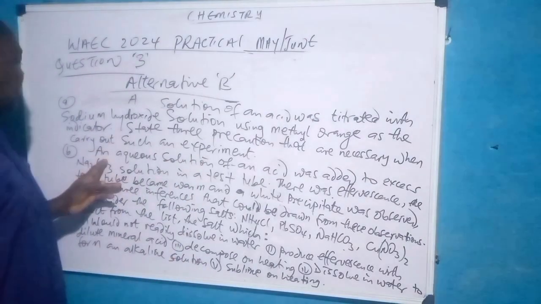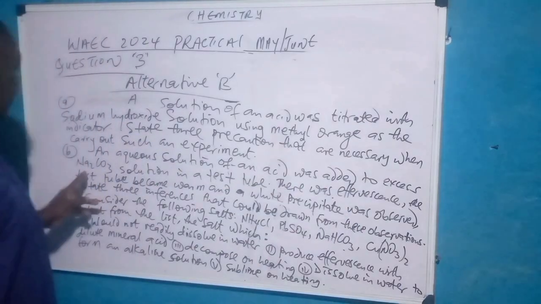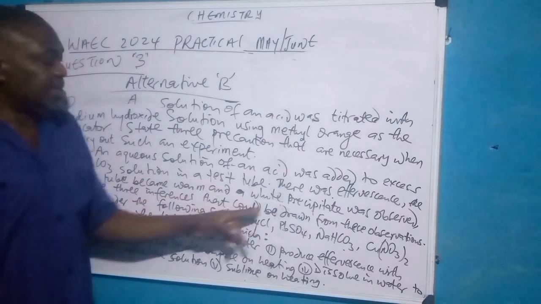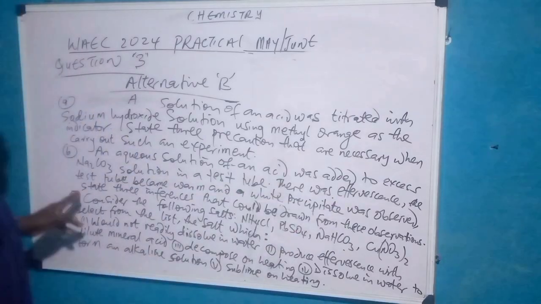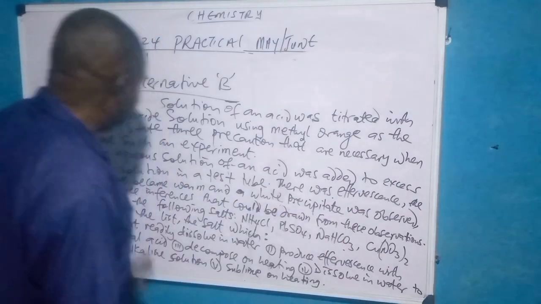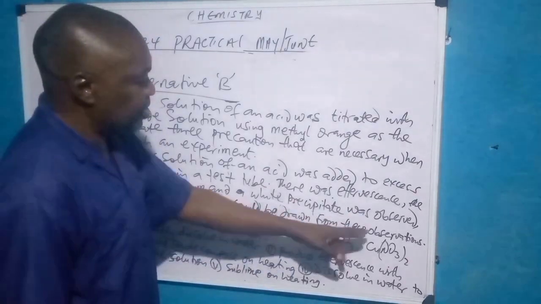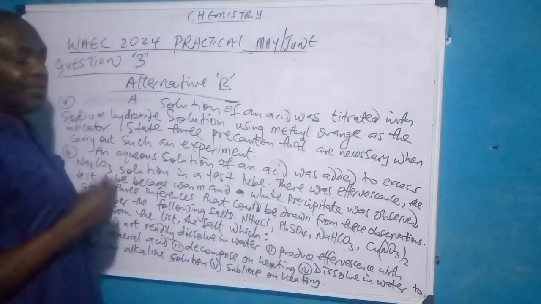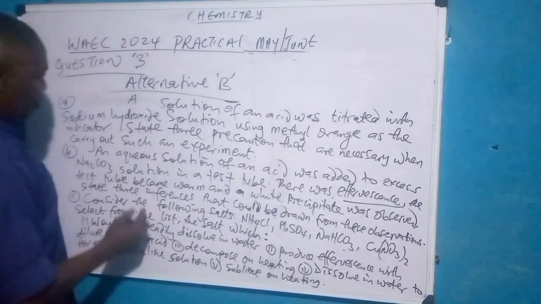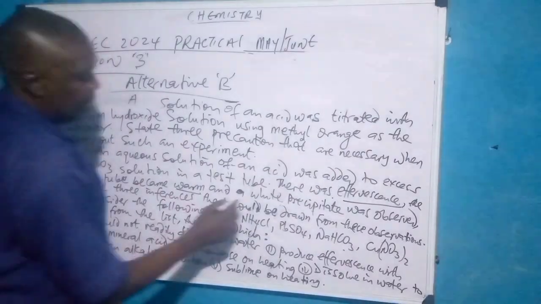Then look at the second question. An aqueous solution of an acid was added to excess sodium trioxocarbonate(IV) solution in a test tube. There was effervescence. The test tube became warm and a white precipitate was observed. State 3 inferences that could be drawn from this observation. So you just underline it and know the areas we concentrate on. There was effervescence, that's 1. The test tube became warm, that's 2. A white precipitate was formed.